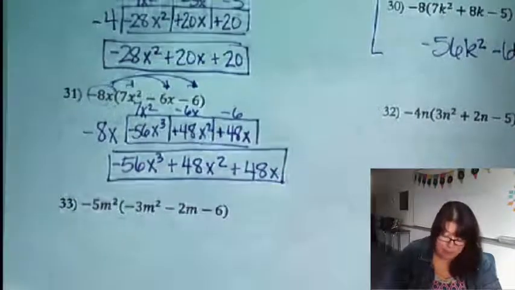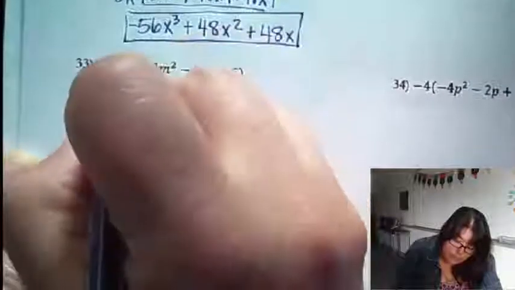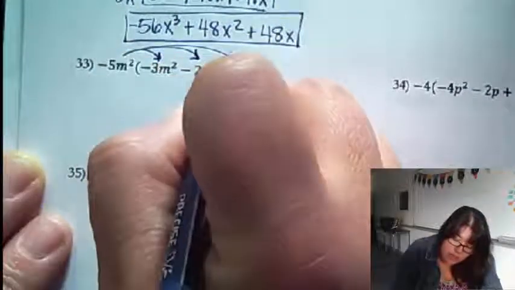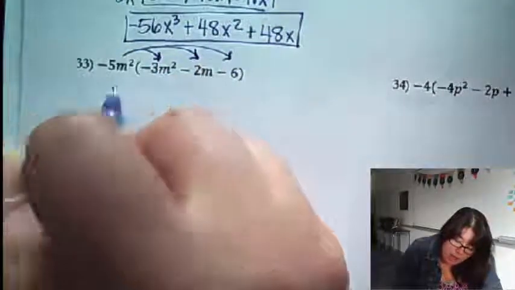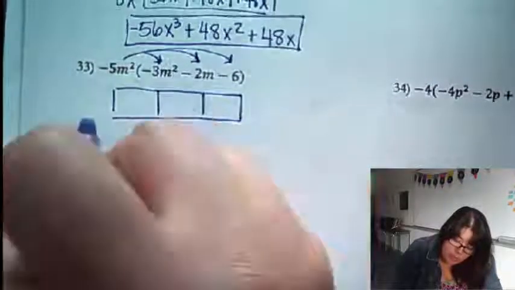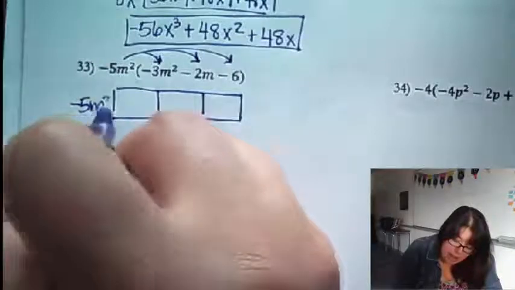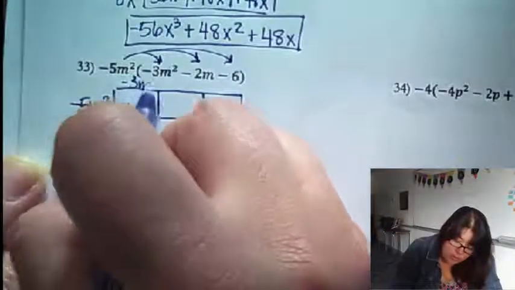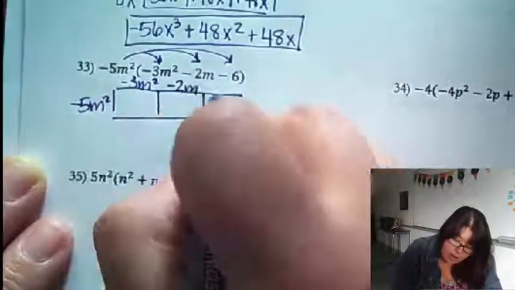How about number 33? Going to distribute, and I make my box. Everything's easier when you sing it, so don't be afraid to just sing these math terms out as you write them around the outside of your box.